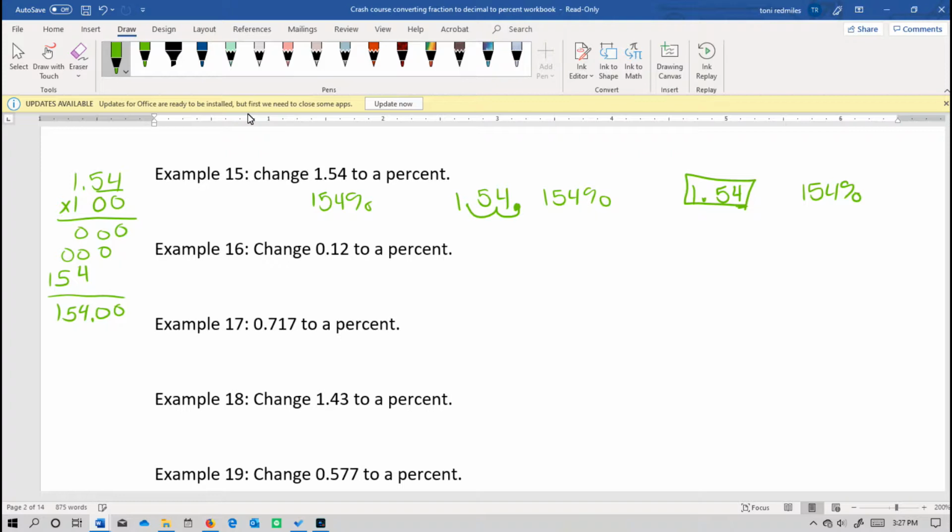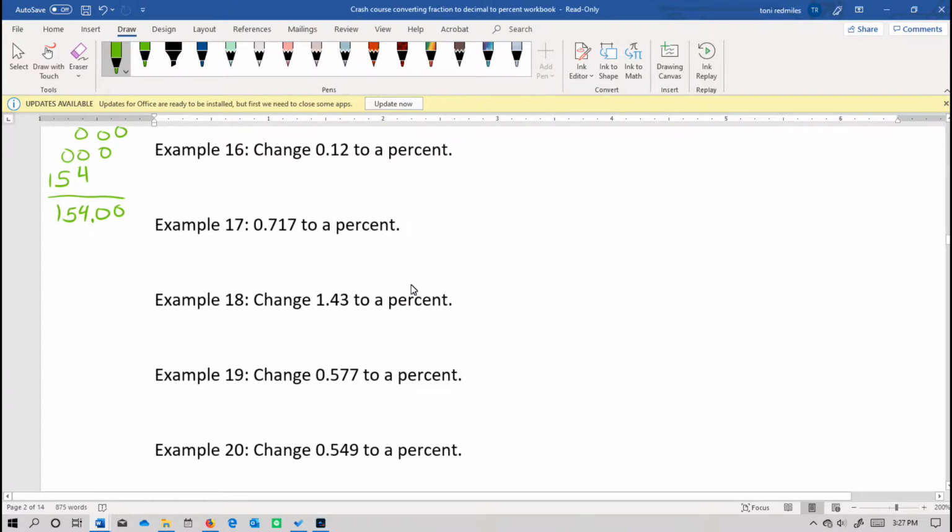Let's change 0.12 to a percent. All right, so I could do this again by multiplication. I'm going to do my multiplication over here because I'm running out of room in my margin. 0, 0, 2, 0, 0, 1, add going down. 2 decimal places, I get 12%. Could also move that decimal place 2 places, and that would make it 12%.